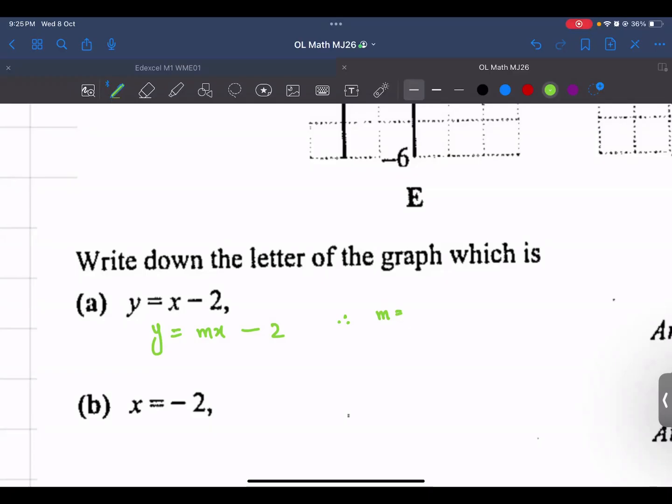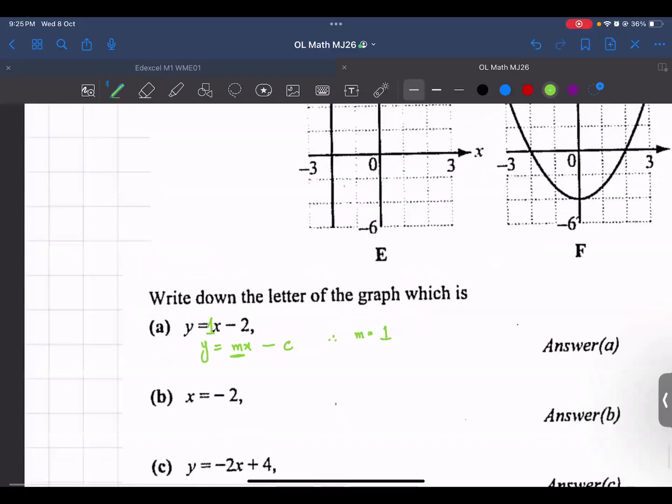Minus 2. Minus x, 2. Yes, x is the gradient. What is the gradient? Sir, 1 is the gradient. Whatever is the coefficient of x is your gradient. 1 is the gradient, which is a positive gradient.